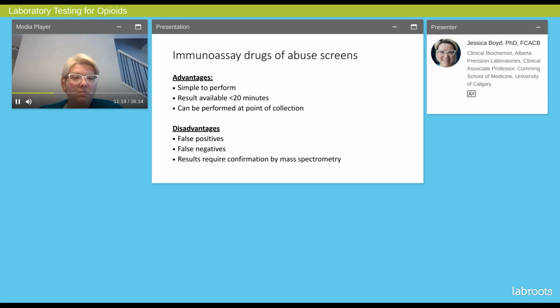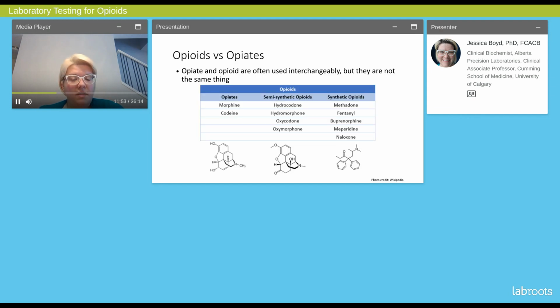But it is really important to remember that immunoassays are prone to false positives, they're prone to false negatives, and within that test itself, it cannot tell you if that is a false negative or a false positive. We just know that there was reactivity with an antibody within the test. And so these results require confirmation by mass spectrometry. Otherwise, you can't tell whether this was actually an opioid, in some of these tests which opioid, or whether it was something that's not an opioid but just happens to cross-react with the antibody. So this is the real strength of mass spectrometry for this type of testing.